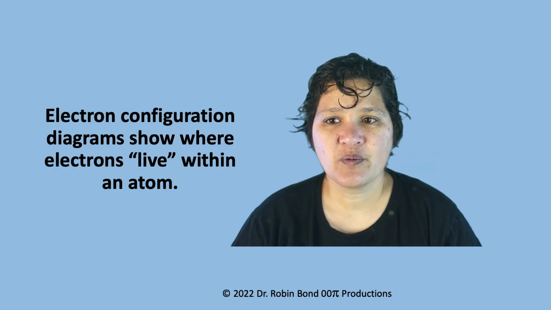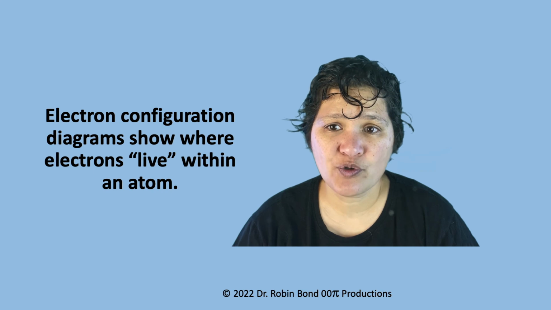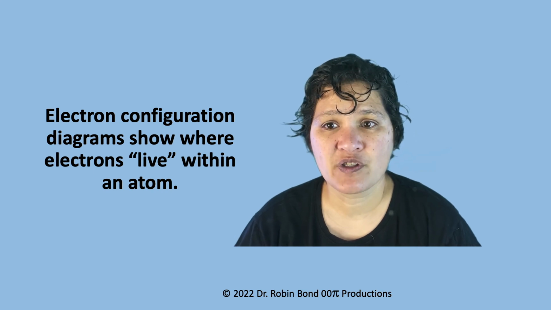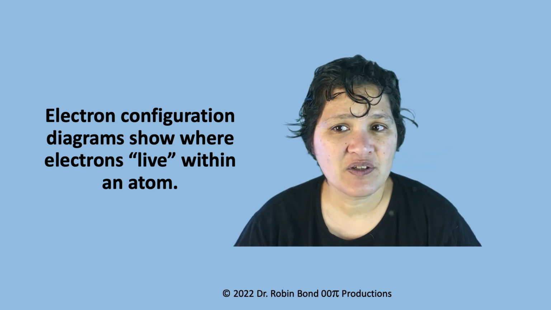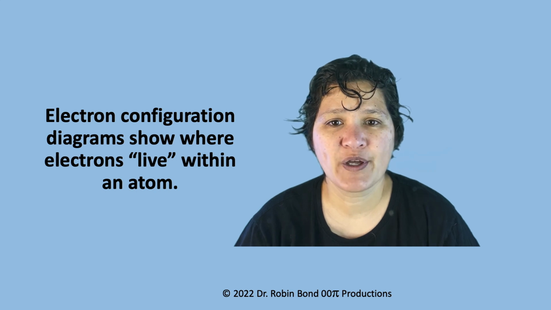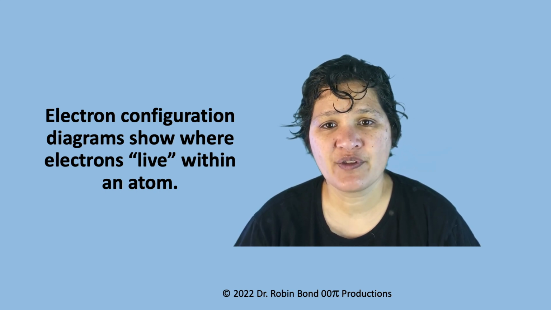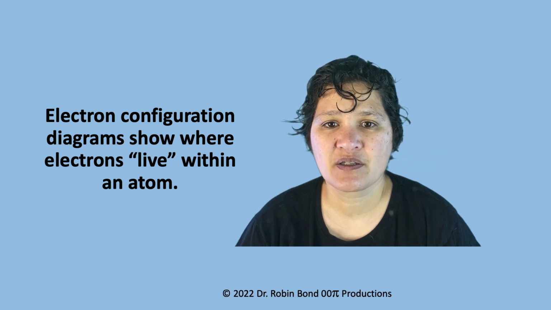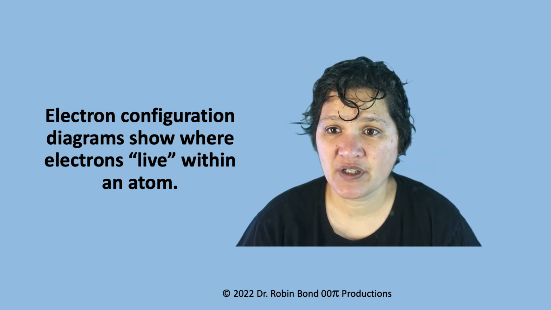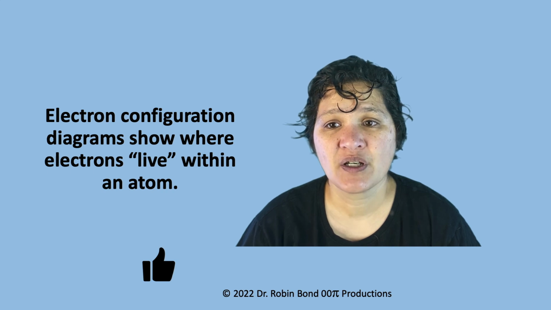So electron configuration diagrams are great tools for figuring out where electrons belong within an atom. As you can see, these really help in figuring out whether or not an element is magnetic or not, but they're also useful for other things in advanced chemistry topics. We will see more electron configuration diagrams in the future, including in the next video.